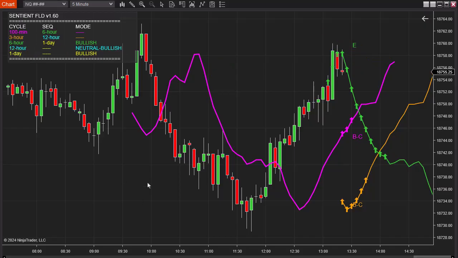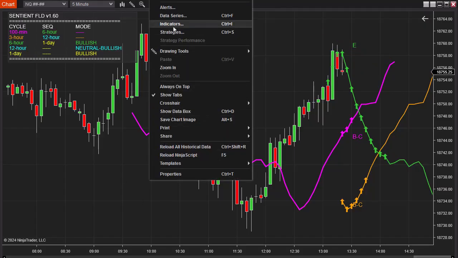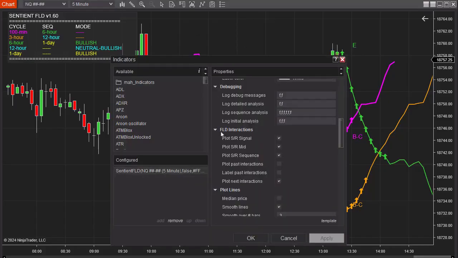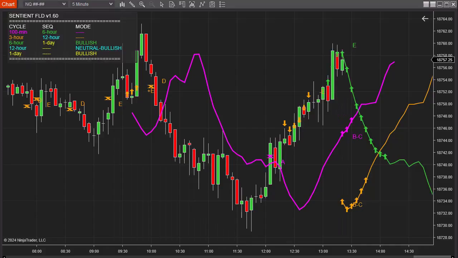Now, the next thing that we can do is that we can plot these interactions that have occurred in the past. And so in our properties, we scroll down again to the FLD interactions, we select to plot past interactions, and let's also label those past interactions. And here you can see the past interactions labeled on your chart.